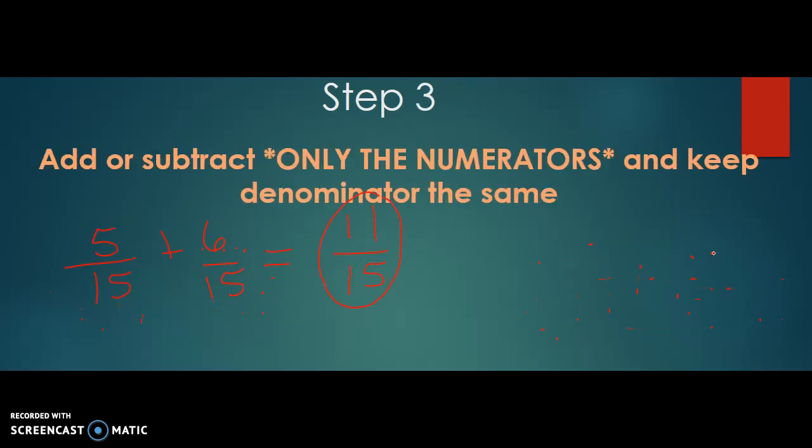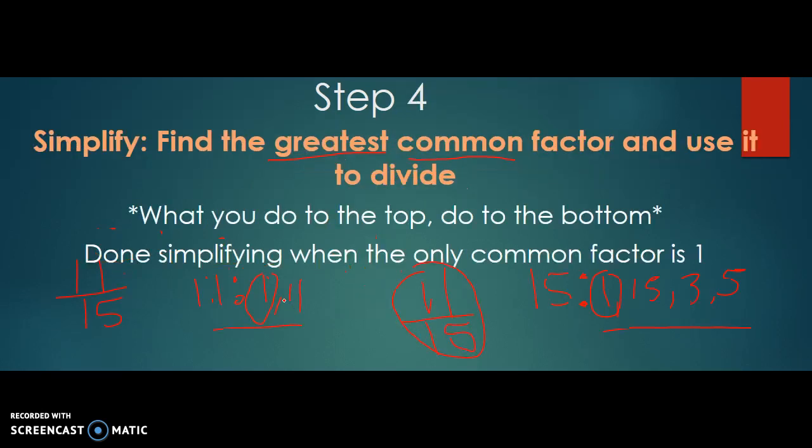Then I was ready to add only the numerators. So 5 plus 6, 11, and your denominators stay the same, 11 over 15. Then I had to make sure it was in simplest form. Remember, simplest form means the smallest.